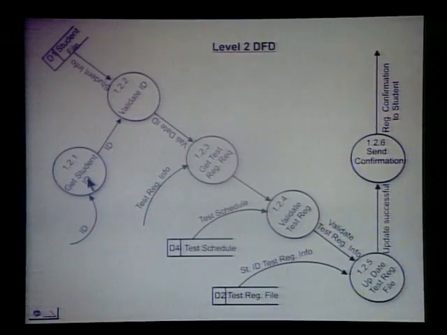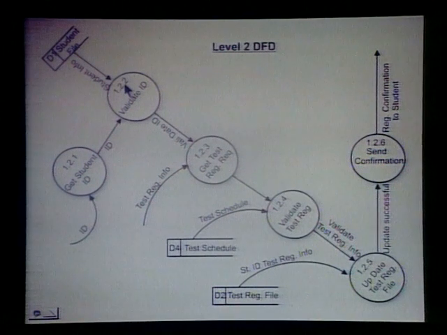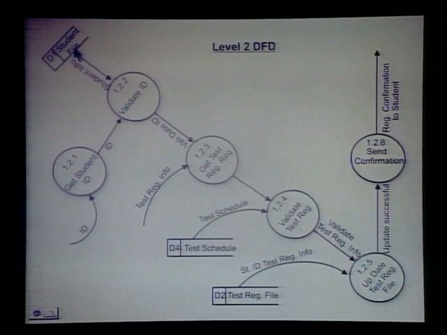It gets student ID in the sub process number 1.2.1. Then the process 1.2.2 validates the student ID by confirming the student file. When the student ID is validated, the process gets test registration request. This is sent for validation to the test registration process, which gets test schedule from the test schedule file and sends this information to the update test registration file process.